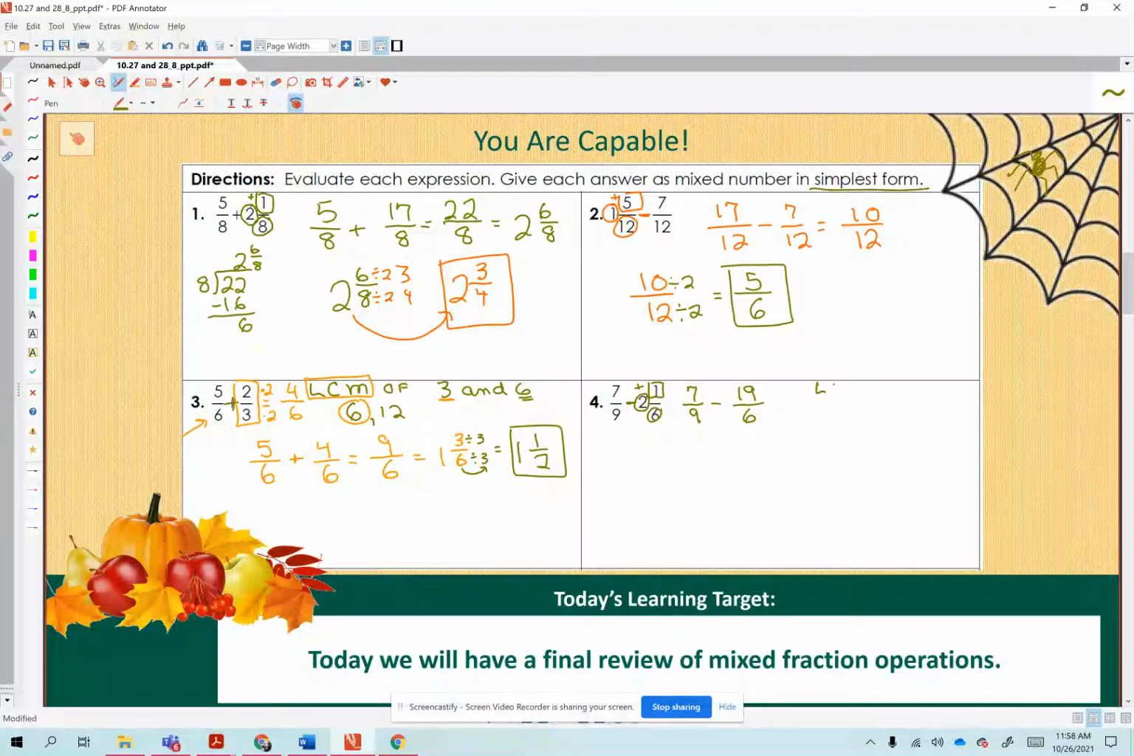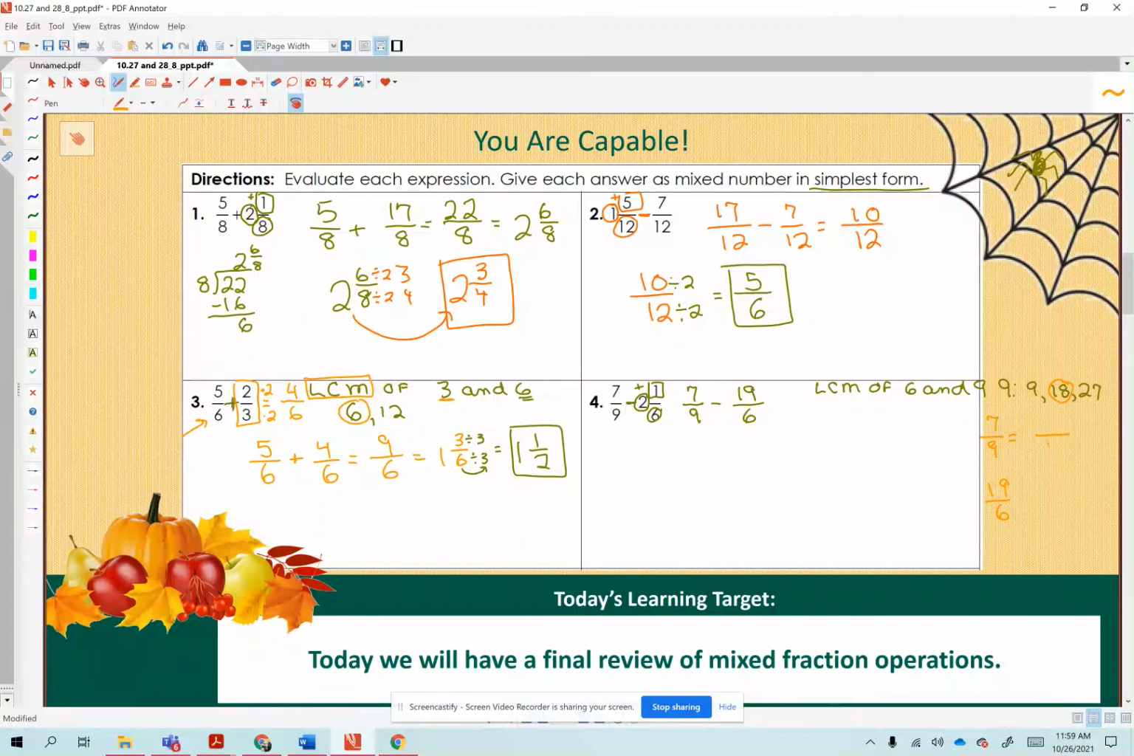We also have to find a least common multiple of 6 and 9. So if we look at the multiples of 9, I have 9, 18, 27. So which is the least one that is also divisible by 6? Well, I have this 18. 18 is divisible by 6, and 9 is divisible by 6. So I will convert these fractions and rewrite them so that they have a denominator of 18. So 7 over 9 and 19 over 6.